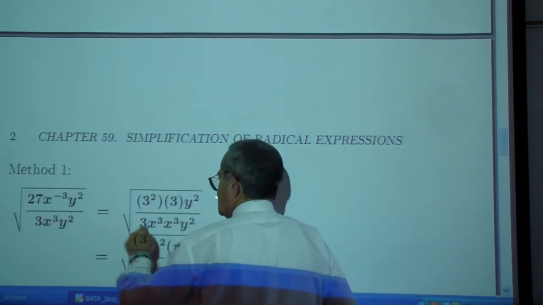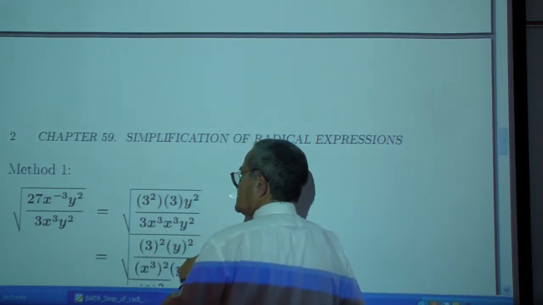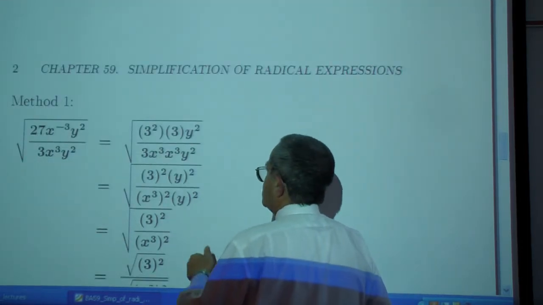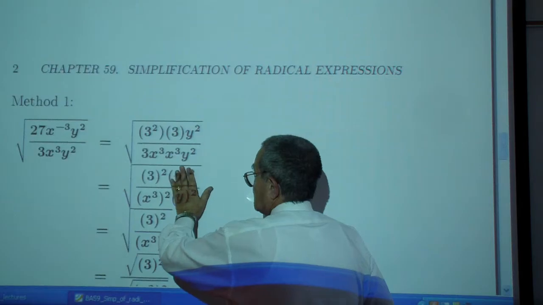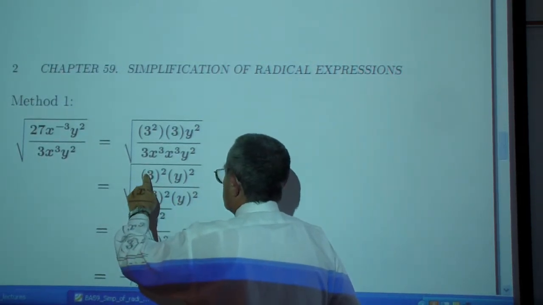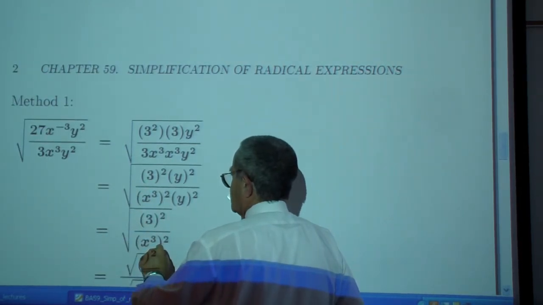So one of the x cubed was here. The other x cubed came from the numerator. The y squared is still in the denominator, and y squared over y squared is just 1. You can forget about that. And 3 squared remains. 3 squared, that will come out as a 3.